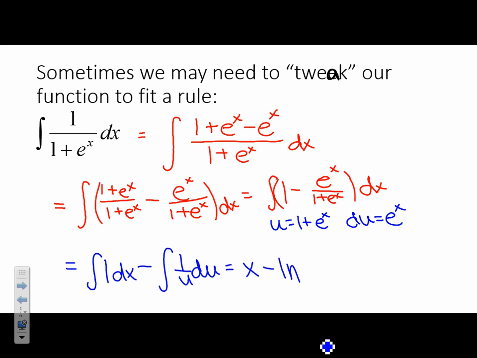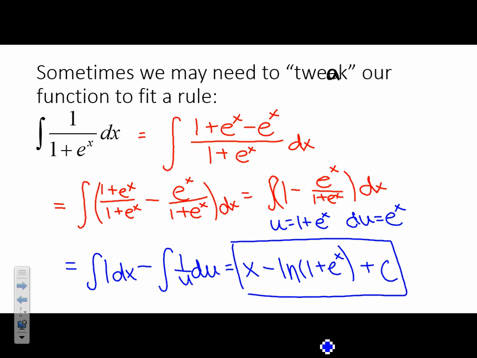So the natural log of 1 plus e to the x. Is it okay if I don't put absolute value? Yes. e to the x is always positive, so 1 plus e to the x will always be positive. So we've always had the tools to do this integral. This is just some algebra skills, but we've just never done them before.